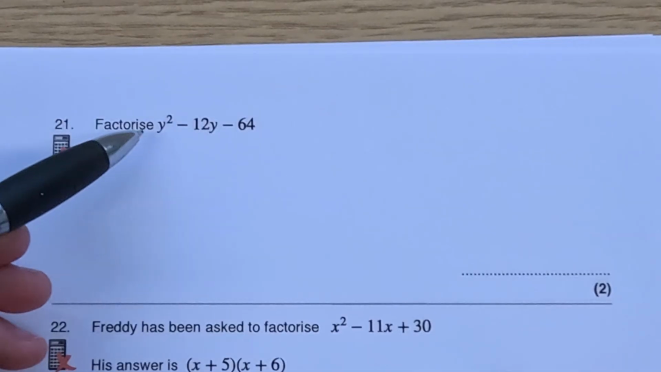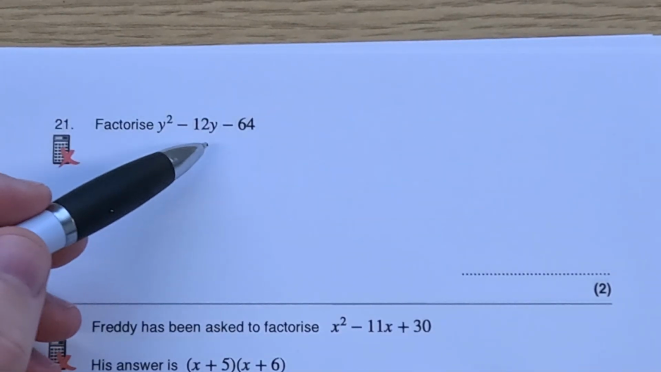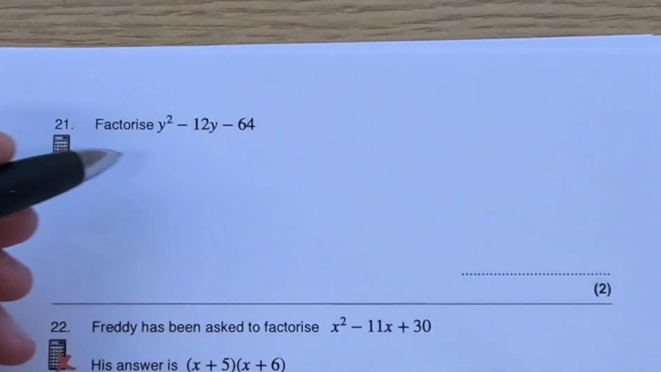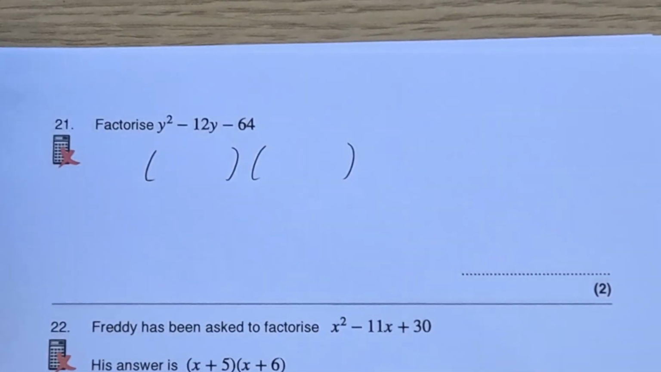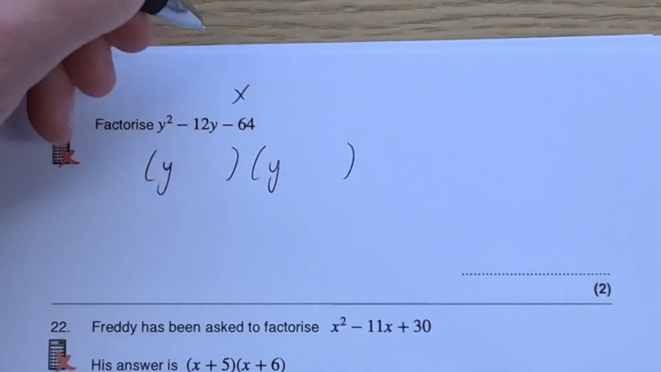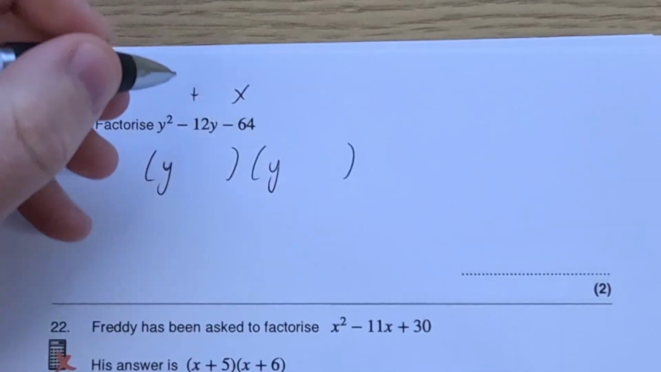So question number 21 says factorise y squared minus 12y minus 64. So we've been asked to factorise this quadratic, so let's put down our brackets, and let's put y's at the front of both brackets. And we're going to find two numbers that times together to be minus 64 and add together to be minus 12.